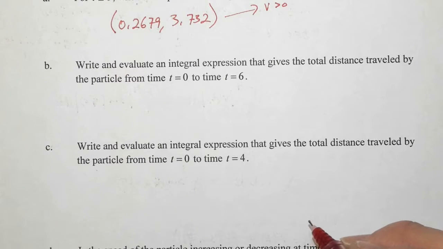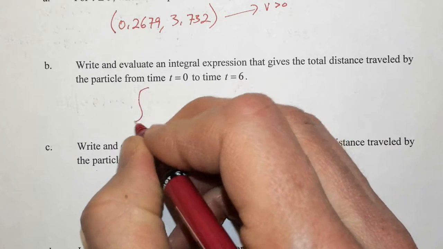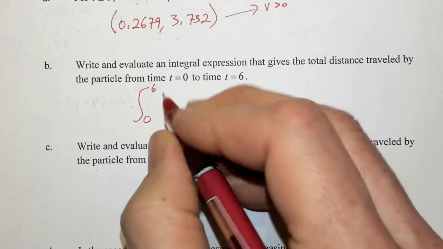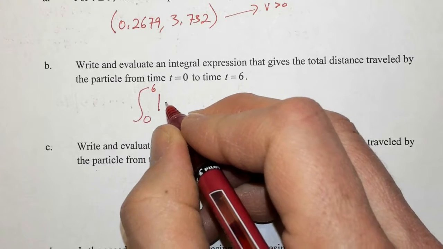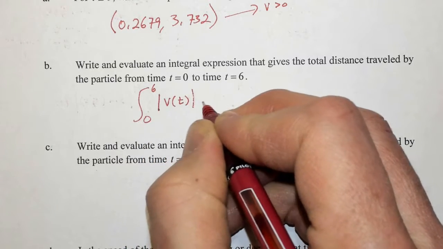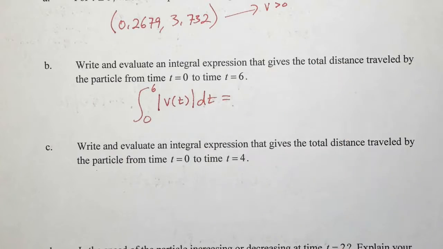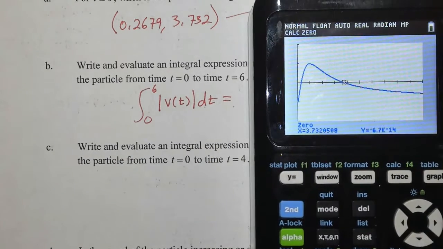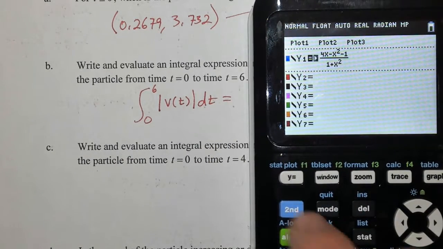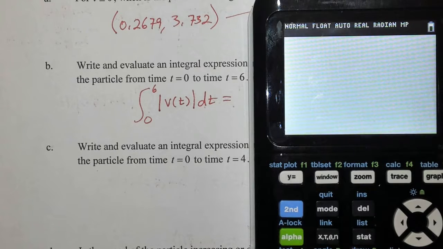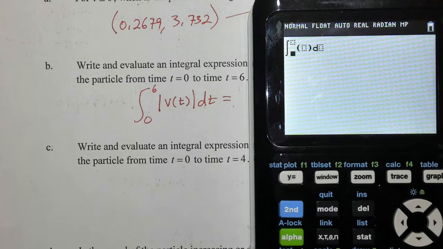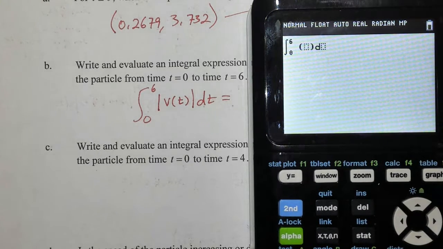Part B: write and evaluate an integral expression that gives the total distance. So we know we're looking at the integral. Our bounds are 0 and 6, and we want the absolute value of our velocity function. Bringing the calculator back, the velocity function is right there in y1. So we go to the main screen and do math 9. Our low bound is 0, and our upper bound is 6.